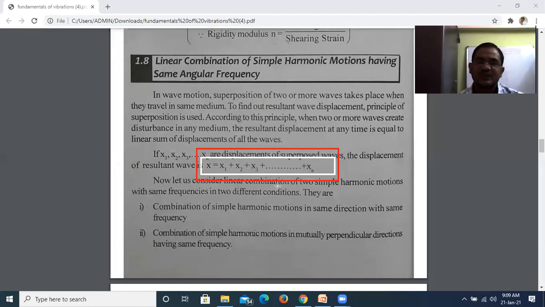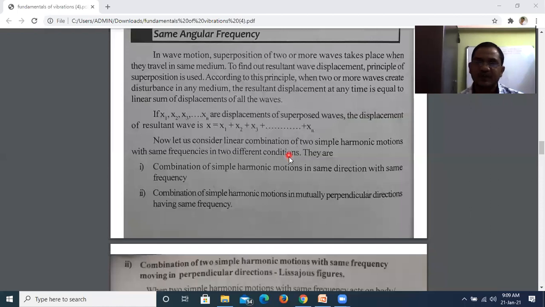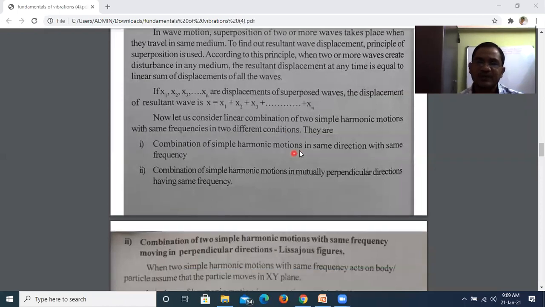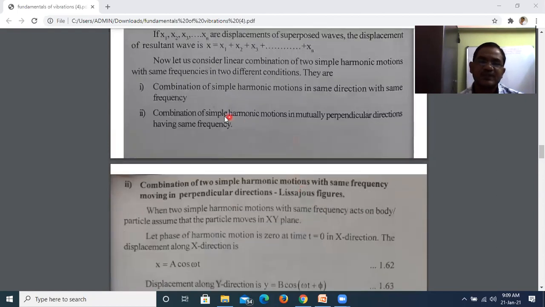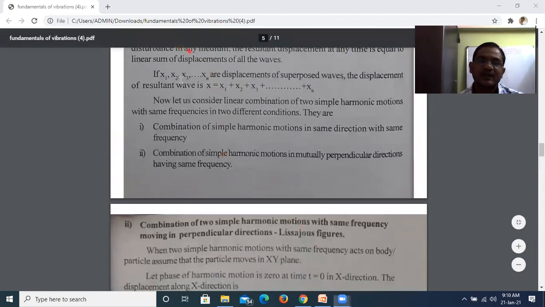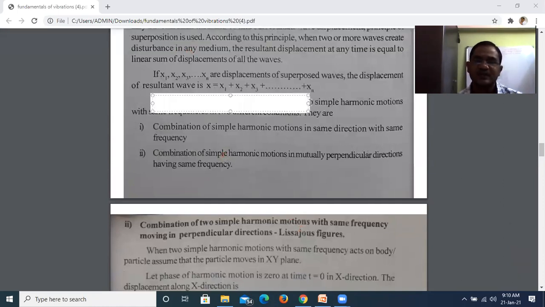So here we will discuss the Lissajous figures. What is meant by Lissajous figures? Then we will discuss the case, the combination of two mutually perpendicular simple harmonic motions. So first, let us define what the Lissajous figures are.